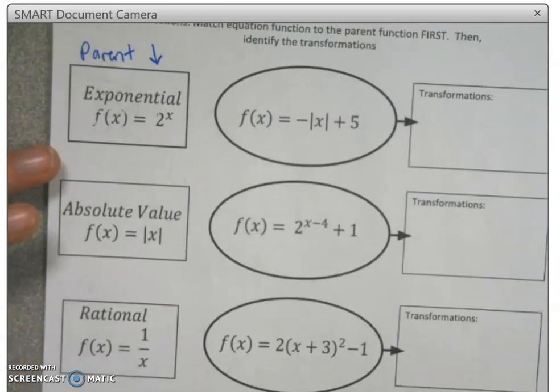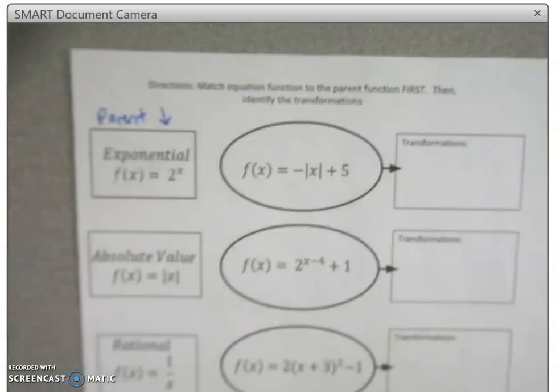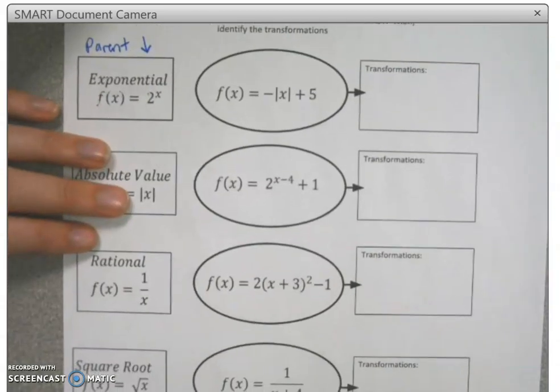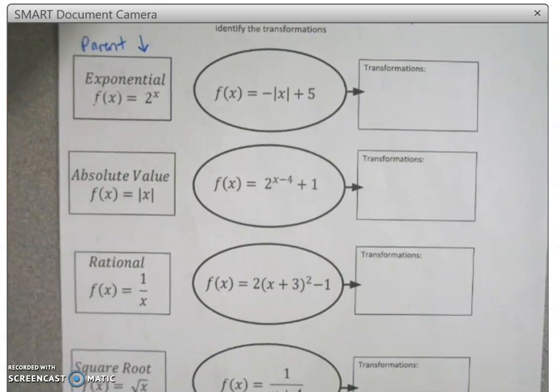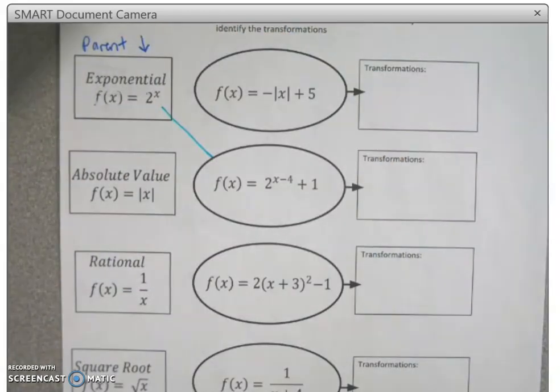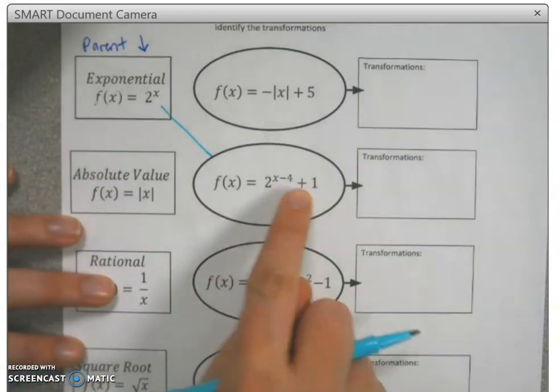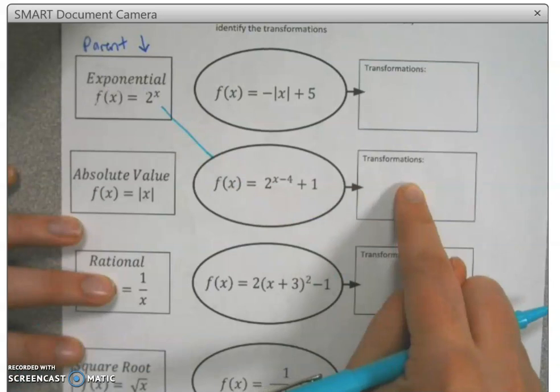So for these, it wants me to match the function to the parent first. So let's do that first. I'm actually going to zoom out a bit so you can see it better. Okay, and I'll change the color too. So exponential, that one is here. I have 2 to the x, and this became 2 to the x minus 4 plus 1. So what happened? What transformations do I have?